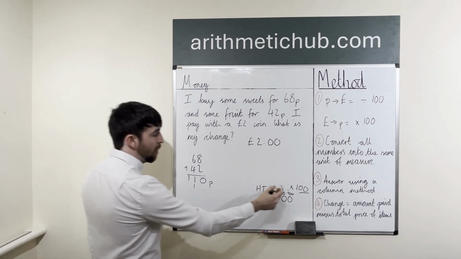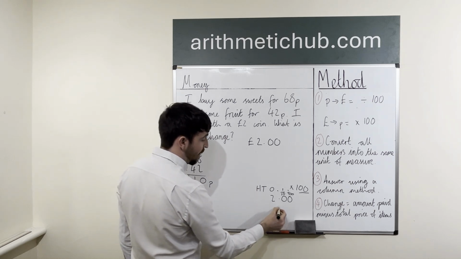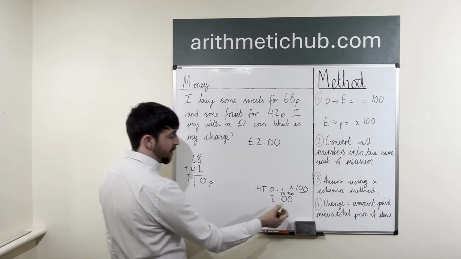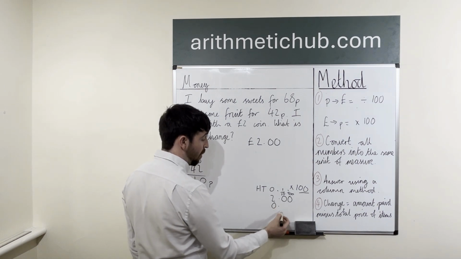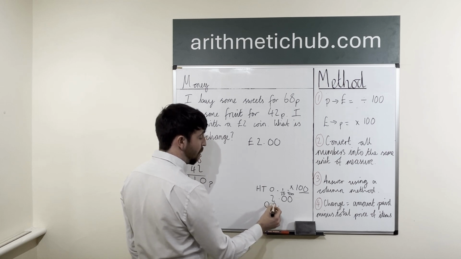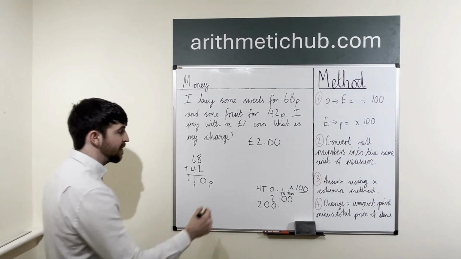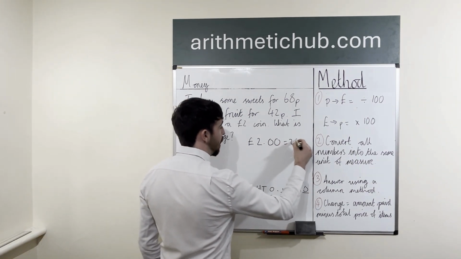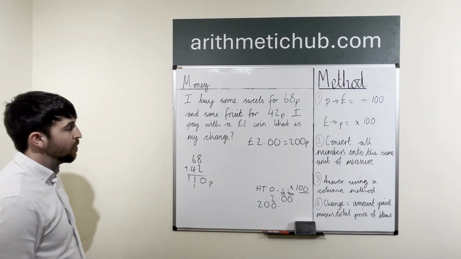So £2 times, I'm going to multiply it by 100 to convert it into pence. Line my decimal points up is the first thing I do. Drop my 0 down, move it once, twice. Drop my 0 down, move it once, twice. Drop my 2 down, move it once, twice. So £2 is the same as 200 pence. So now it's in the same unit of measure.